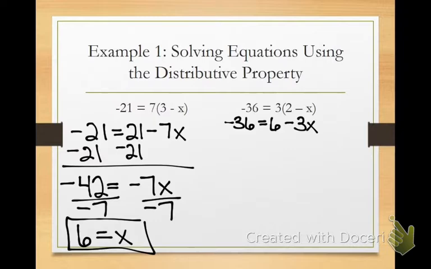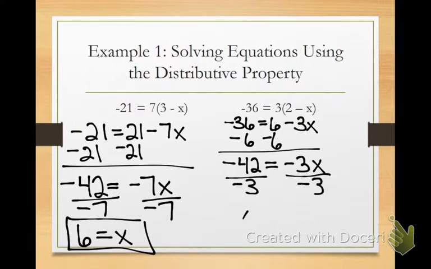What'd you do next, Wame? I did minus 6. Minus 6 from both sides. And I got negative 42. Yes, equals negative 3x. Amari, what would you do next? Okay, all right. Anybody know what would you do next? Avery? Divide negative 3 on both sides. Very good. Divide both sides by negative 3. And x equals 14. X equals 14. Who got 14? All right, good. All right, so that's it for example 1.